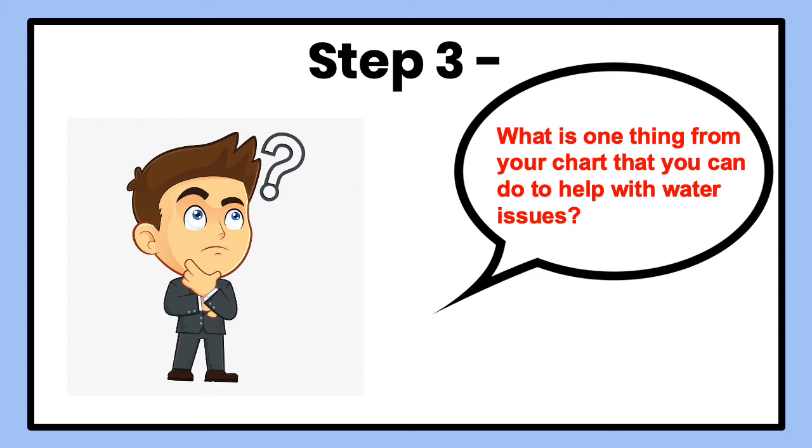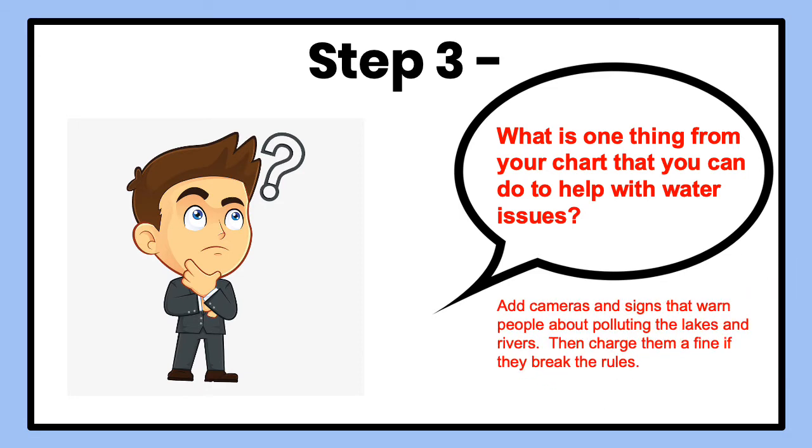Now that you have had a chance to discuss and choose a solution that you think is solvable, that you can take part in, let's see which solution I think is doable with some help from people who monitor rivers, lakes, and oceans. Maybe we could add cameras and signs that warn people about polluting the lakes and rivers, then possibly charge them a fine if they break the rules. This is the solution that I chose from my chart that I think is most doable. Which solution did you choose?